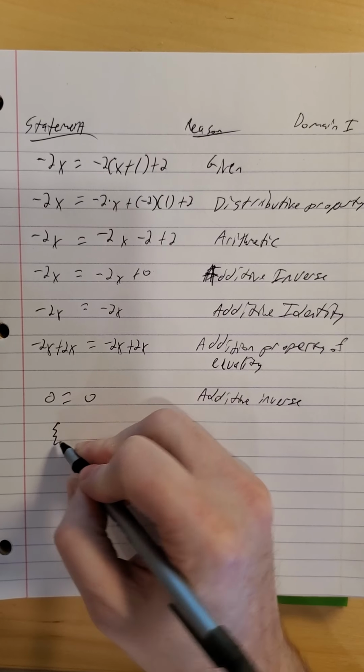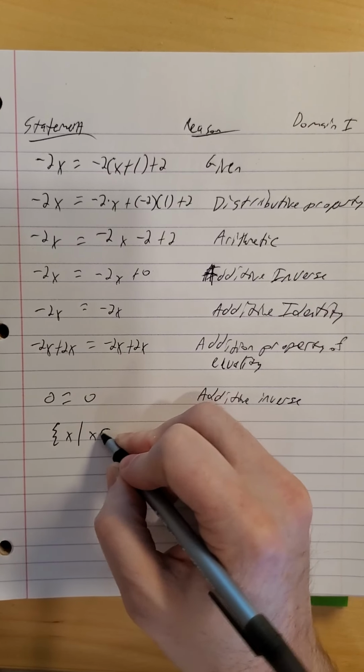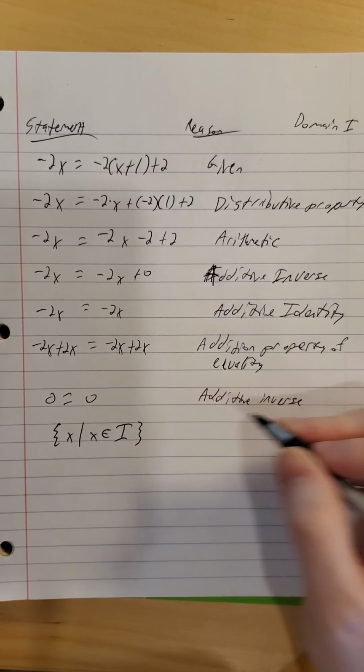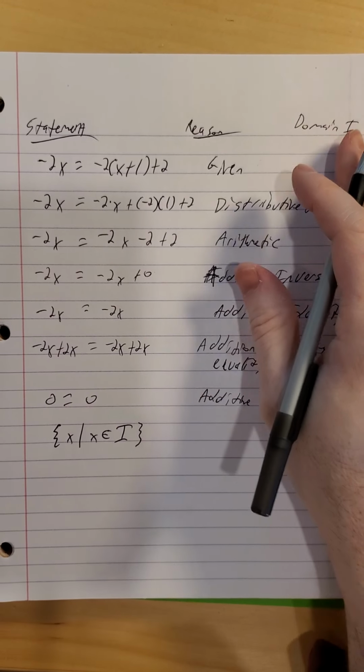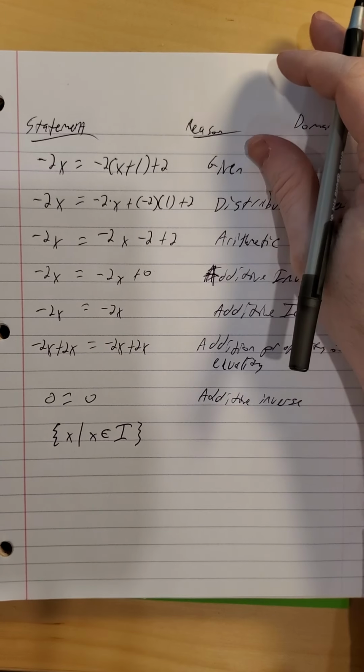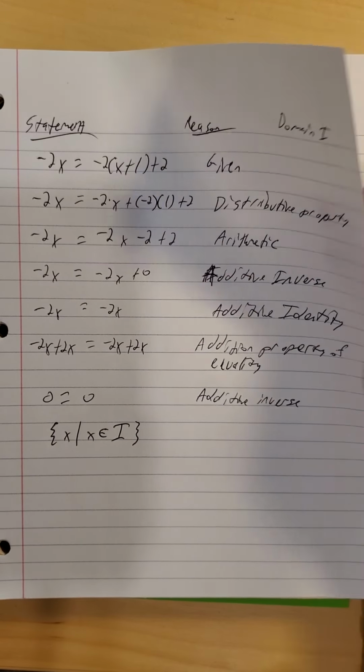So then our solution, set of all x such that x is in, and then whatever the domain is for the problem. For this problem, it was I. If the domain had been N, set of all x such that x is in N. So this one is always going to be true.